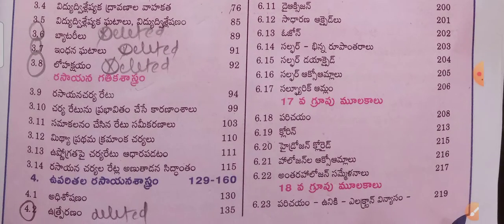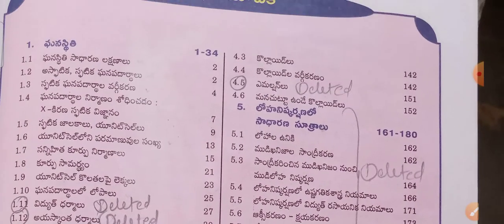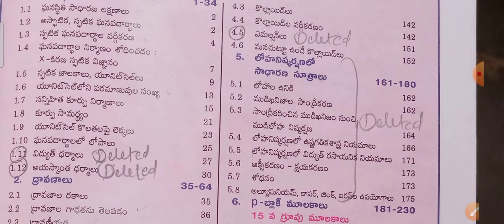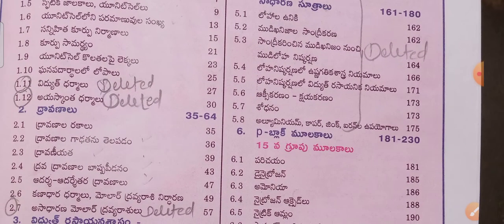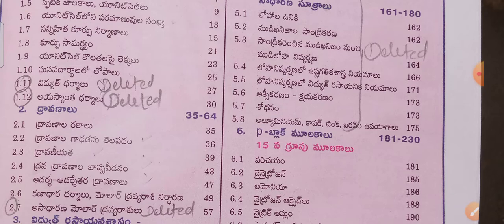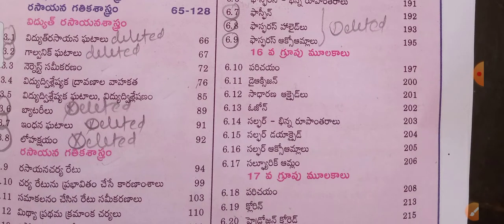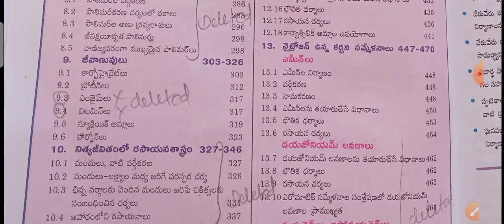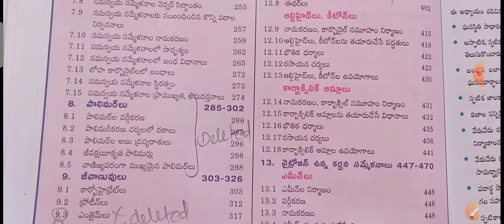Next, in the fourth unit, the 4.2 topic is deleted. The 4.5 emulsions topic is also deleted. The fifth unit is completely deleted. So this topic is entirely deleted now.